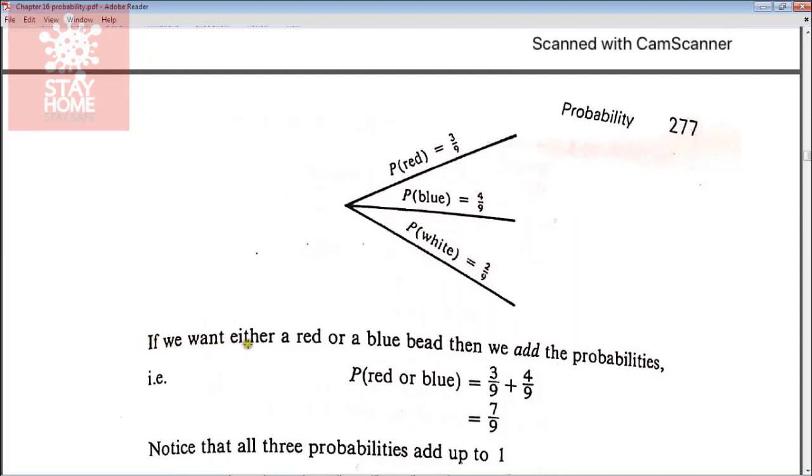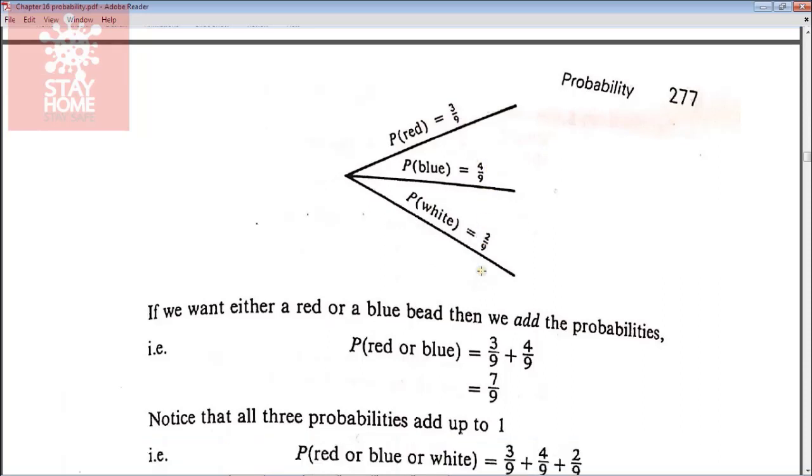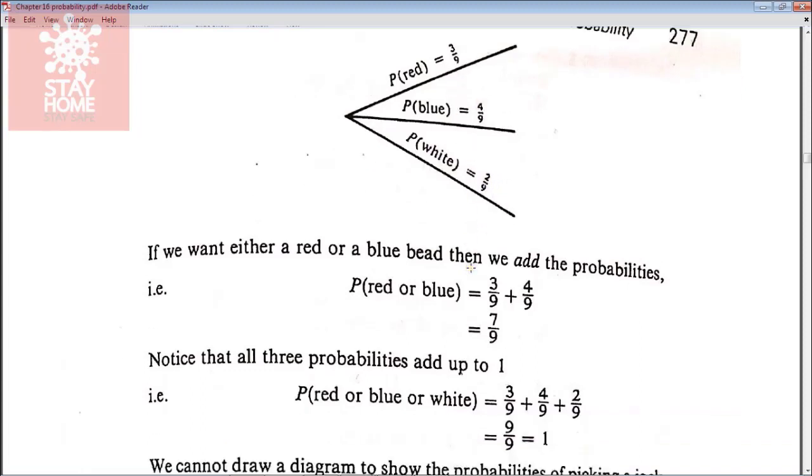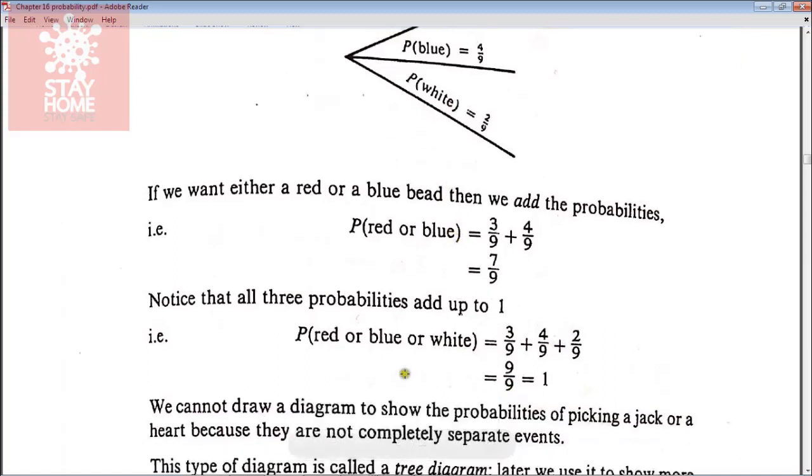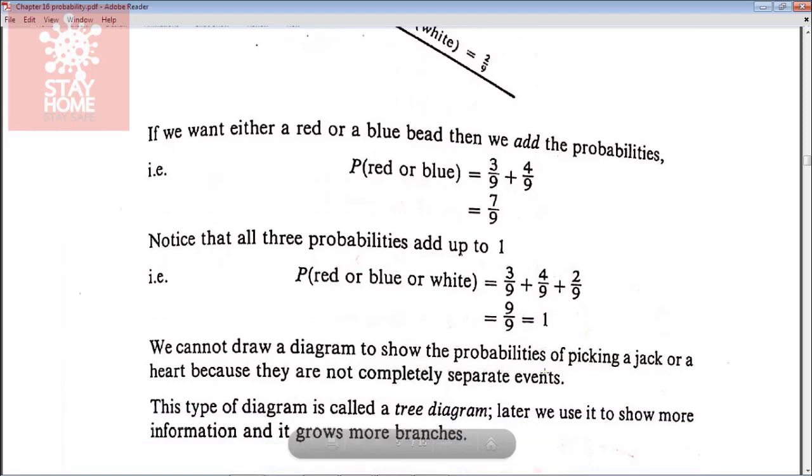So if we want either red or blue, what will be the addition? Red or blue, 3 over 9 plus 4 over 9. If we want blue and white, 4 over 9 plus 2 over 9. If we want all, so red or blue or white, we will add all these 3. And as I told you yesterday, the sum of all the probabilities is always equal to 1.